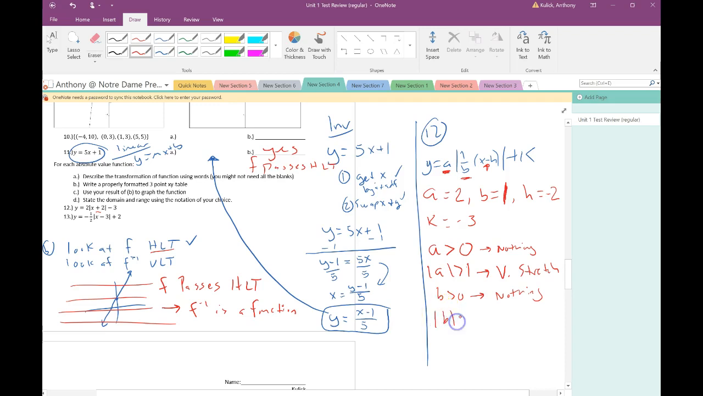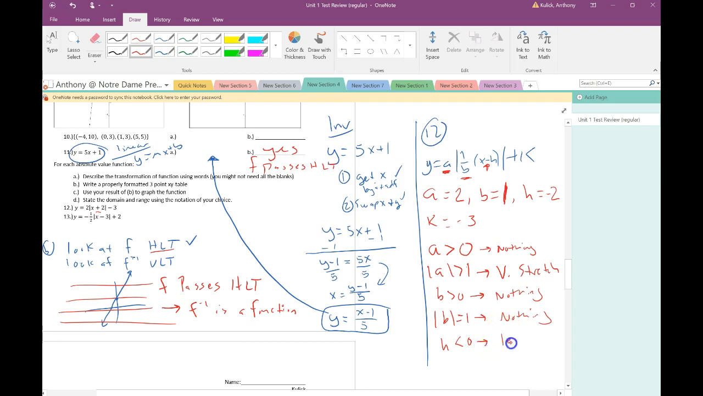And then we have to look at the size of the B. Since the magnitude of B is 1, nothing happens. If it was bigger than 1, it'd be a horizontal stretch. If it was less than 1, it'd be a horizontal shrink. Then we look at the H. Since that's negative, the H only does one thing.